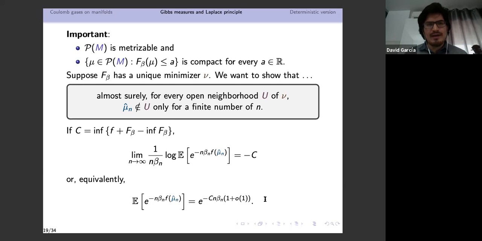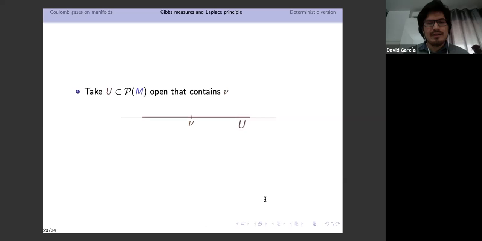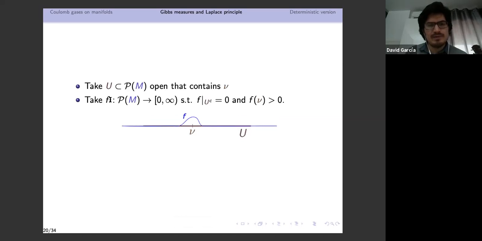Now we are prepared to prove the almost sure convergence. So we take any open set that contains nu. So this is U, this red line is U. Then we take f. We have to choose f properly. So we will take f that is 0 outside U and is positive at nu. So f is a continuous function taking only positive values that satisfies this property.